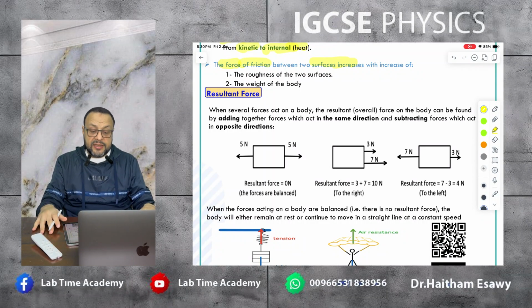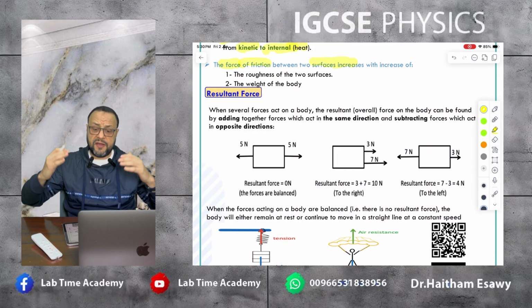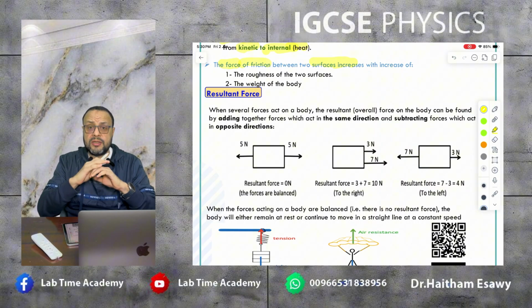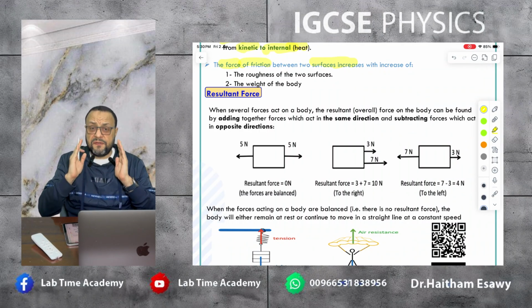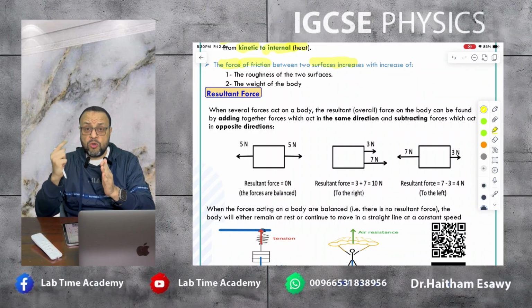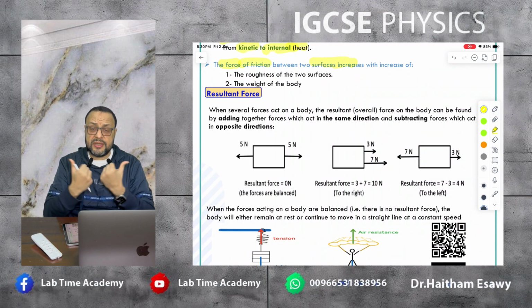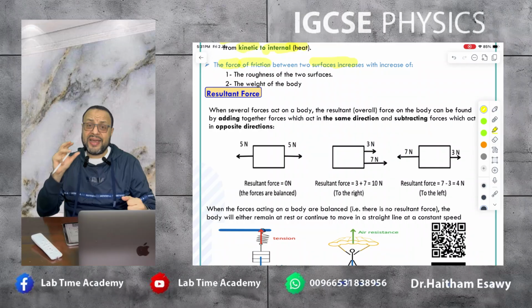After that, the resultant force. We talked about it before. If we have more than one force affecting the object, to mention F net or the resultant force, I have to mention the direction of each force. If the forces act in the same direction, we can add them together, and the resultant force will be in the same direction of these forces. But if the forces act in opposite directions, to get the resultant force, we have to subtract these forces, and the resultant force will be in the direction of the greater force.